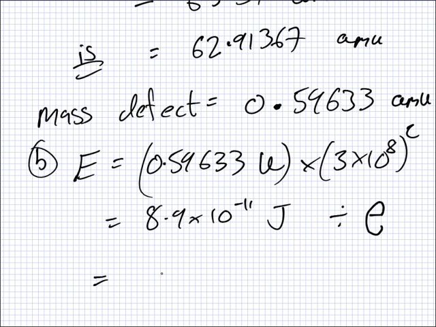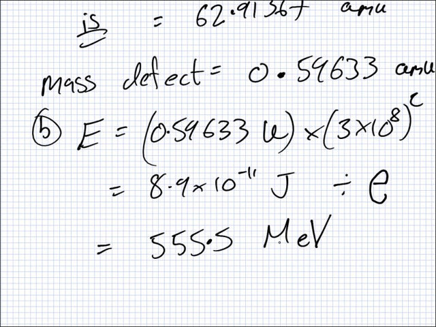Yeah. 5. So, could we make it mega? Could we make it giga? We could definitely make it mega. So it would be 555.5 mega electron volts. All the fives.